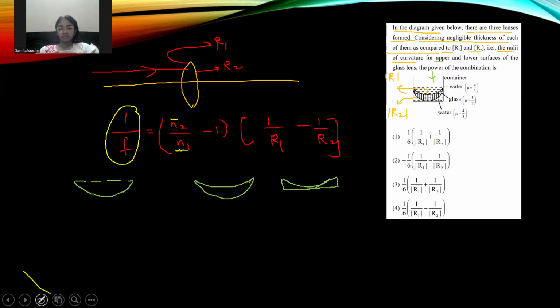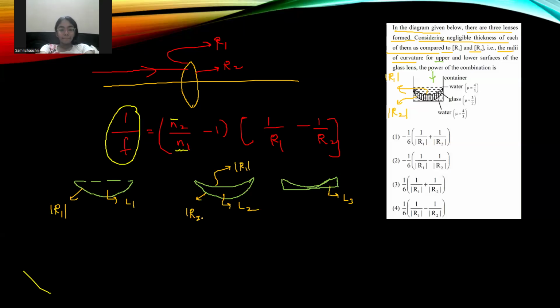So we have found three lenses: L1, L2, and this is L3. Its radius of curvature is mod R1. I take the value, not the sign, so mod. This is mod R1, this is mod R2, and this other surface is plane, so its radius of curvature is infinity. Understood? Up to this, any doubt? Tell me.